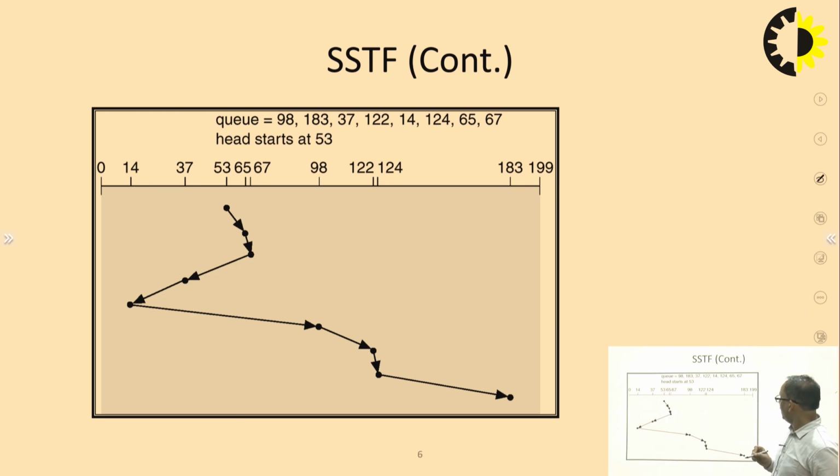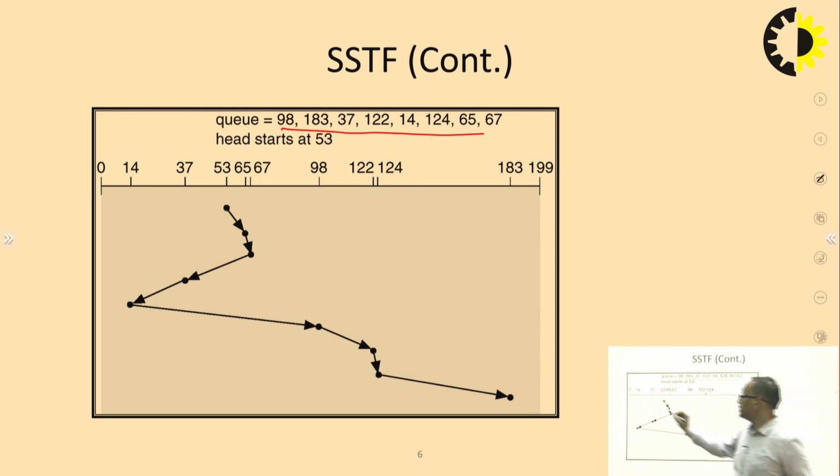For example, again here this is the queue of the input output requests. So 0 is the innermost track and 199 is the outermost track, and the current head position is 53. Okay. So in this input output request queue, which is nearest to 53? Nearest to 53 is 65. So at first the read write head will move from 53 to 65. Again after 65 the nearest input output request is 67. So it will execute the 67.